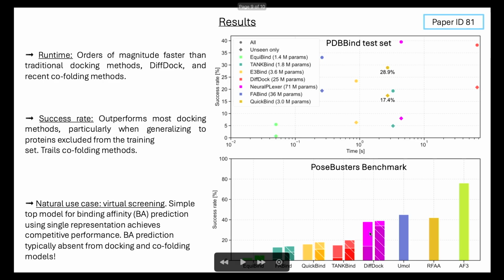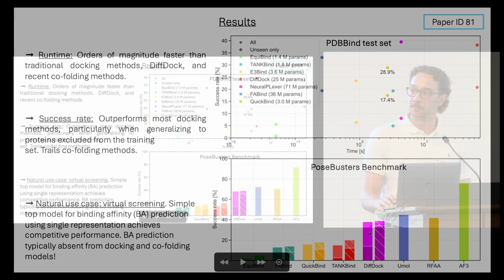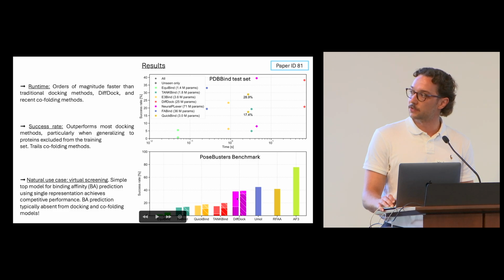Given that a natural use case for QuickBind is virtual screening, we developed a simple top model for binding affinity prediction such that it can be immediately used for virtual screening applications. And that's particularly important because most other docking and co-folding tools do not actually predict the binding affinity, so they cannot be used for virtual screening at all.